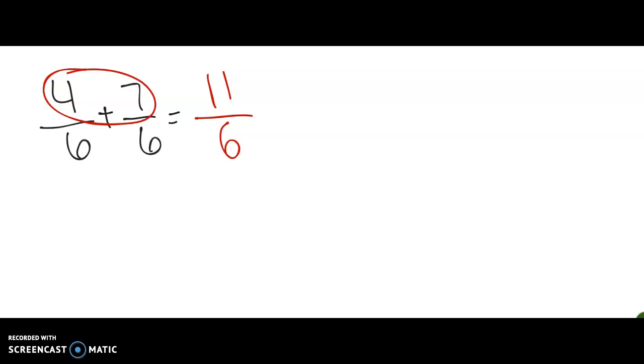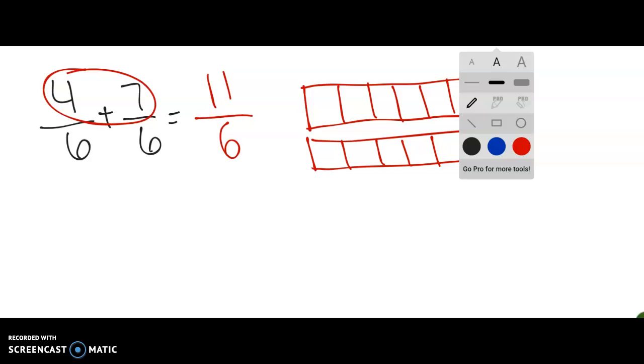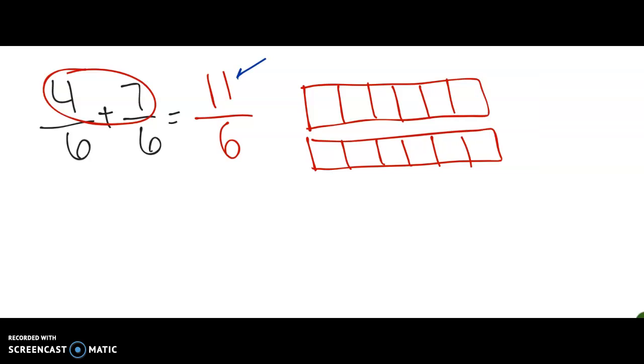When we have 11/6, we can use either pictures, skip counting, or a number line. For this case, I'm just going to be using a picture. So I'm going to make a picture with 2 drawings, and I'm going to divide them into 6 pieces. Now that they're divided into 6 pieces, I'm going to color in 11 of them because that's how much they're telling me to shade in.